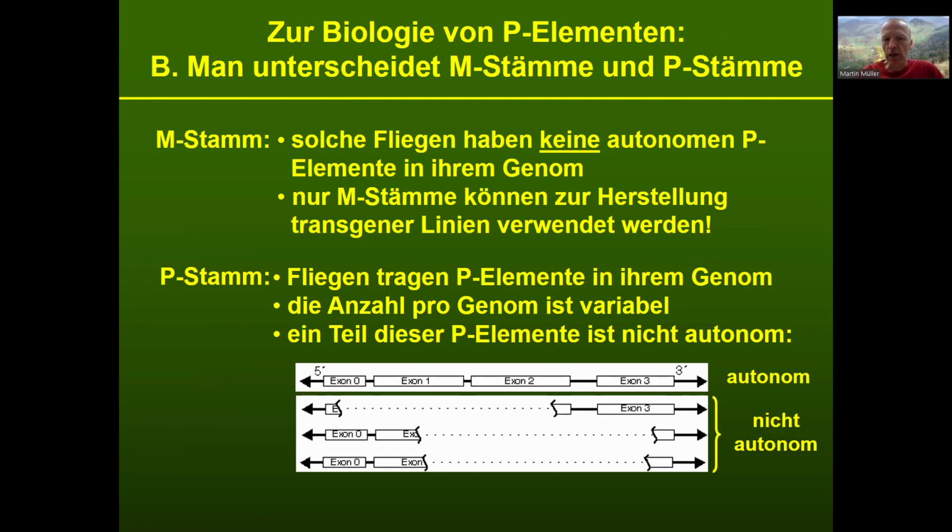And the important thing is we are happy that we still have these M strains, because if you look nowadays in the wild-type populations, essentially all of them are P strains. But at the time when people started to work with Drosophila 100 years ago, they also had still M strains. And that is very important because you can only make transgenic fly lines if you have an M strain, in other words, which does not contain autonomous P elements in its genome. And you will realize soon why this is very important.